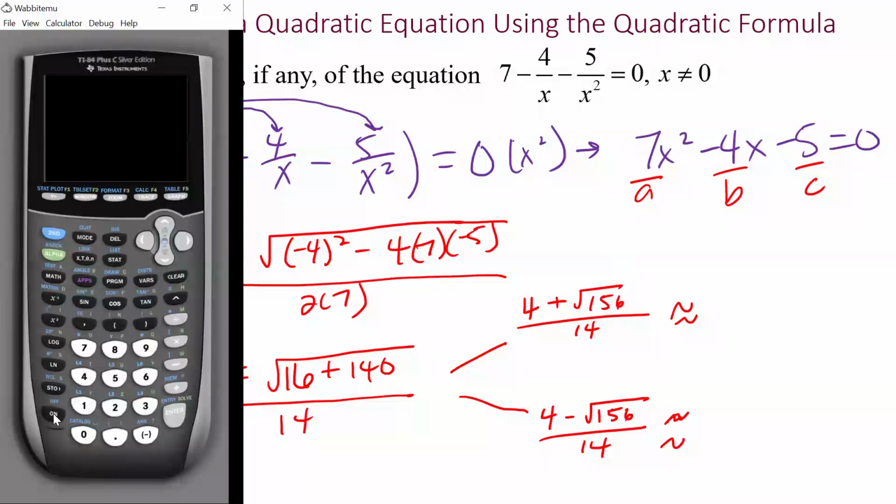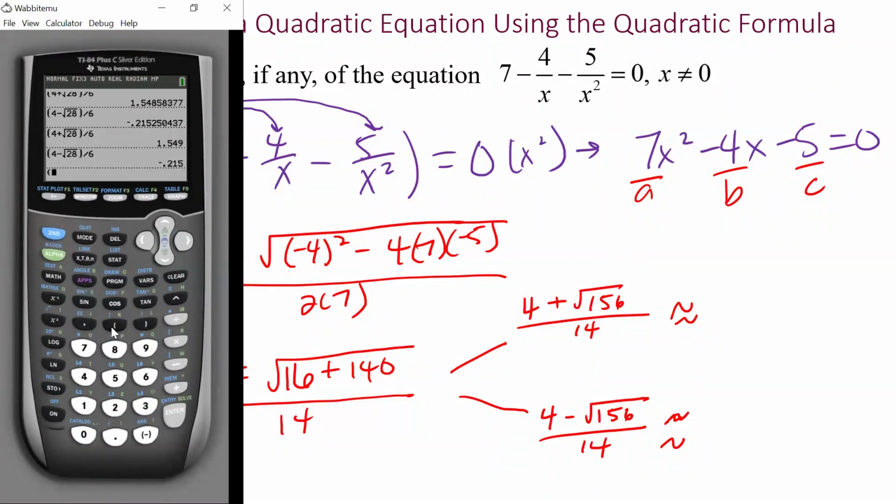Okay, if I'm using a calculator, it doesn't have the fraction ability. I got to make sure I protect my numerator. So 4 plus the square root of 156. I did not mean to put that guy there. Delete. 16 plus 140. -4 times -5 is 20. 20 times 7 is 140. Divided by 14. So there's my positive solution.